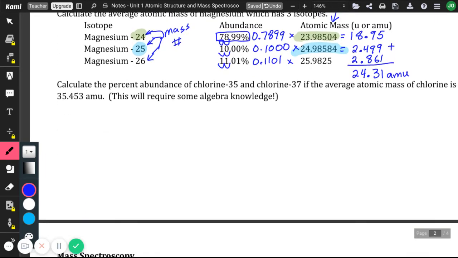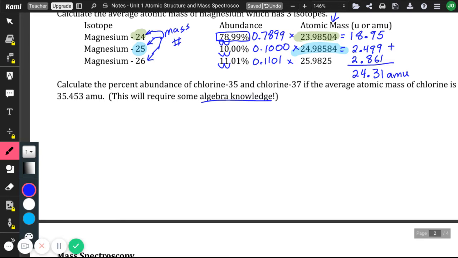All right, next one. This one's a little bit more tricky because they're not going to give you your percentages. You actually have to solve for them. So it says calculate the percent abundance of chlorine 35 and chlorine 37 if the average atomic mass of chlorine is 35.453 AMU. Again, this is going to require some algebra knowledge. It's basically a system of equations.